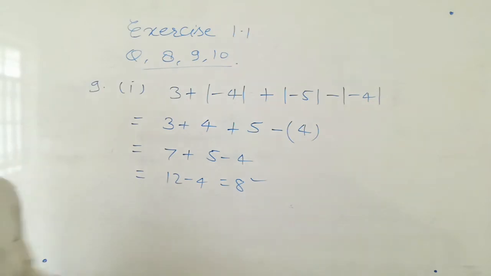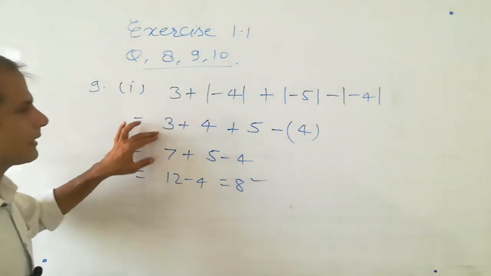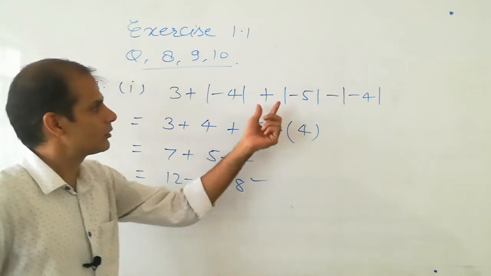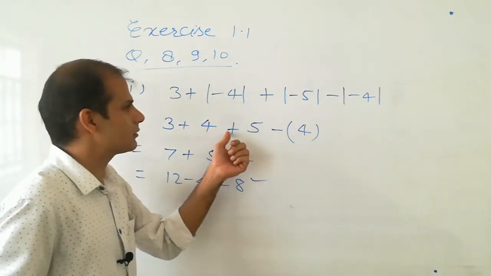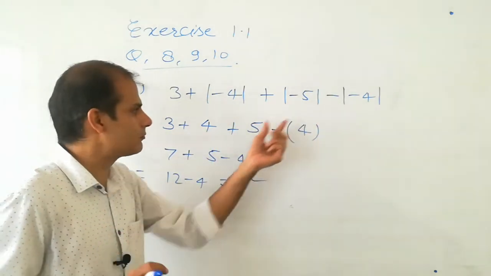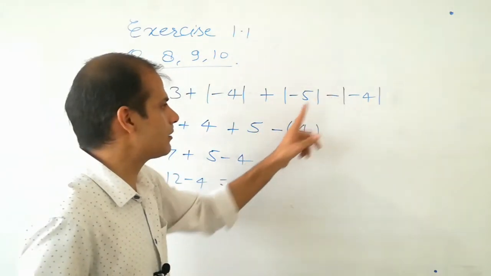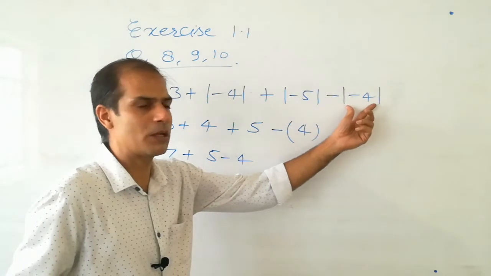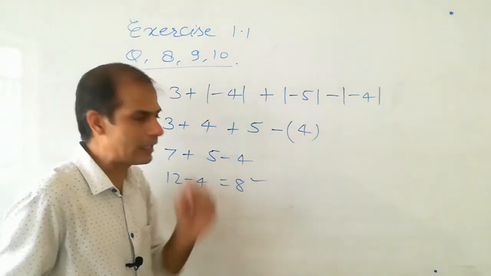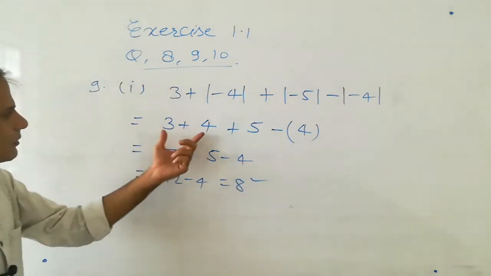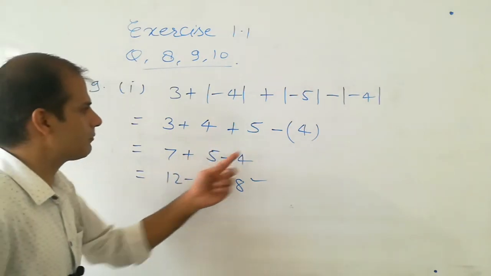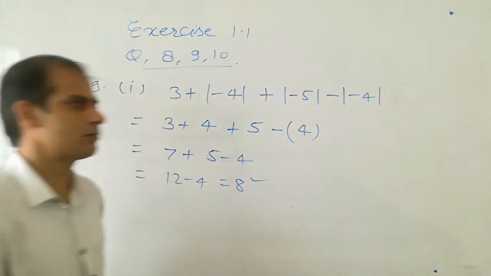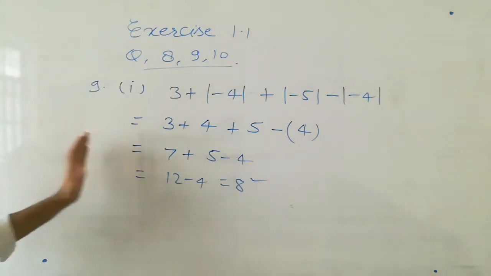So the answer is 8. Be careful, again I explain, 3 is as it is, mod of minus 4 is plus 4, again plus, mod of minus 5 is 5, you will write 5, this minus sign will remain as it is and this is converted into plus 4. Okay, in the bracket. Now simplify this, 3 plus 4, 7 plus 5, this is minus 4. Okay, do the addition or subtraction, you will get the answer. So the answer is 8.